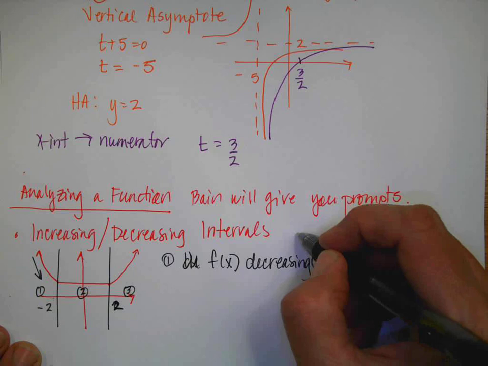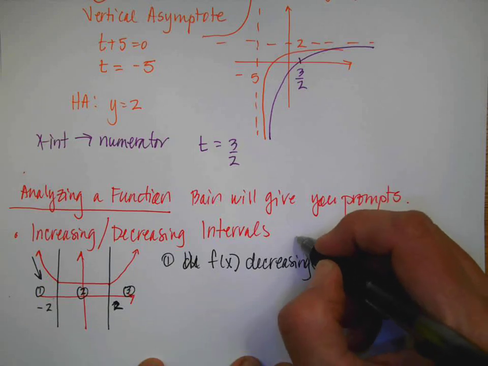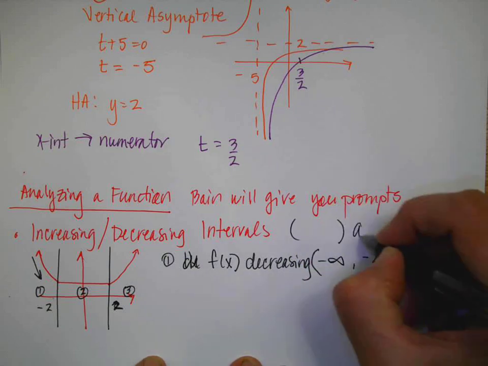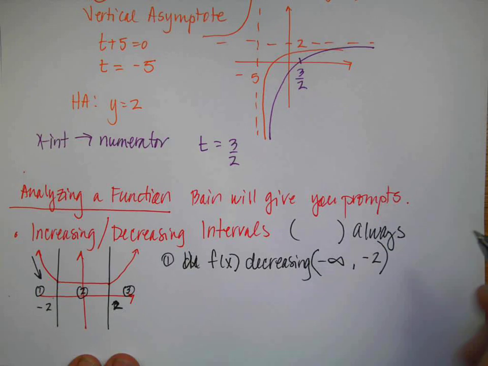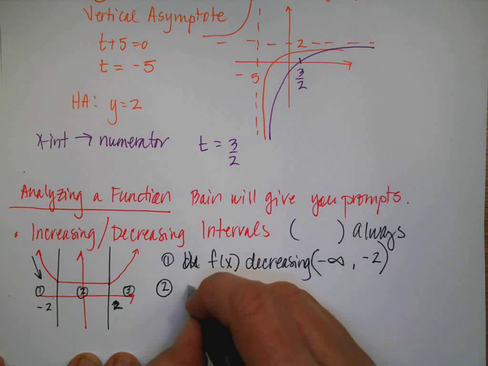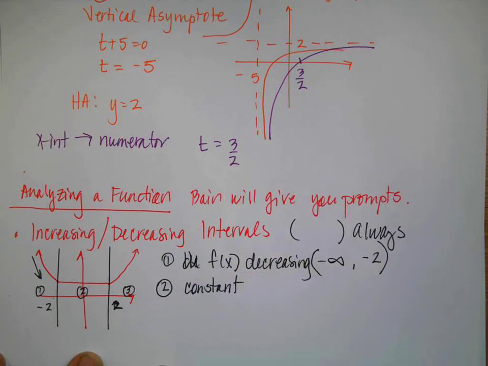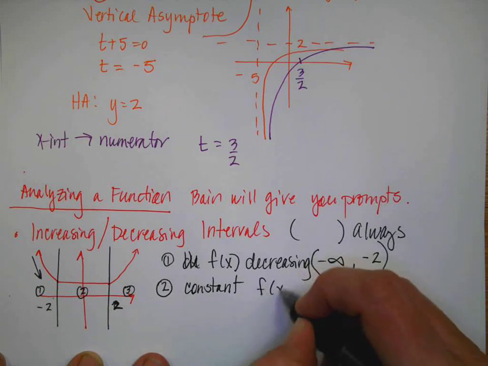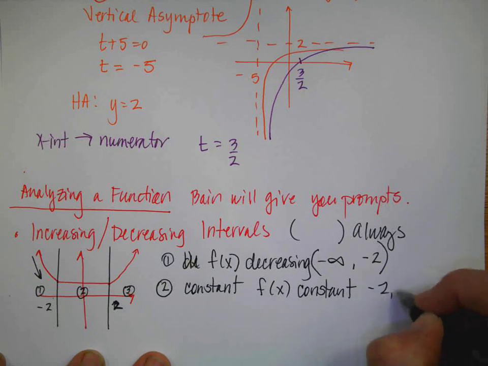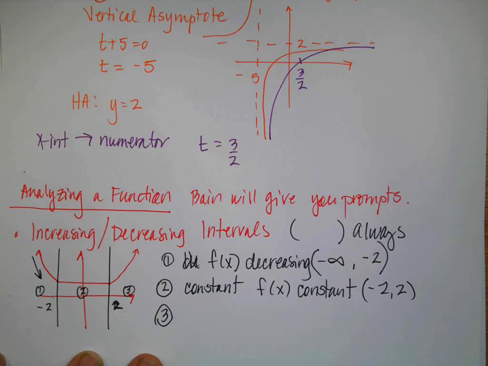When we're talking about decreasing and increasing intervals, we don't know exactly where the graph changes from one particular feature to another, so it's always going to be open brackets, always. And then if we talk about the portion of the graph in the second region, that is constant. Notice that all of the y values are the same, so we would say f of x is constant, and it's going to go from -2 to +2.